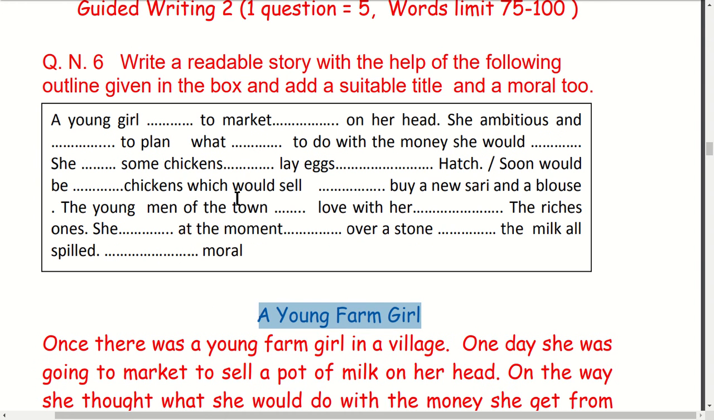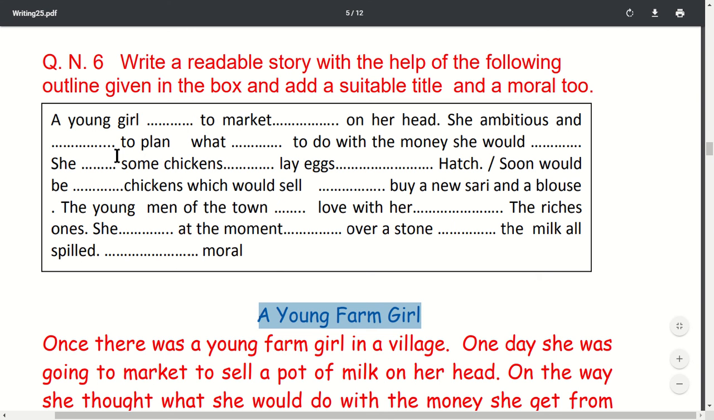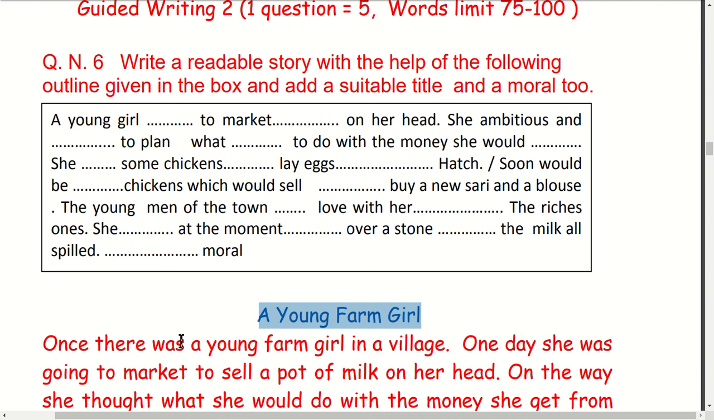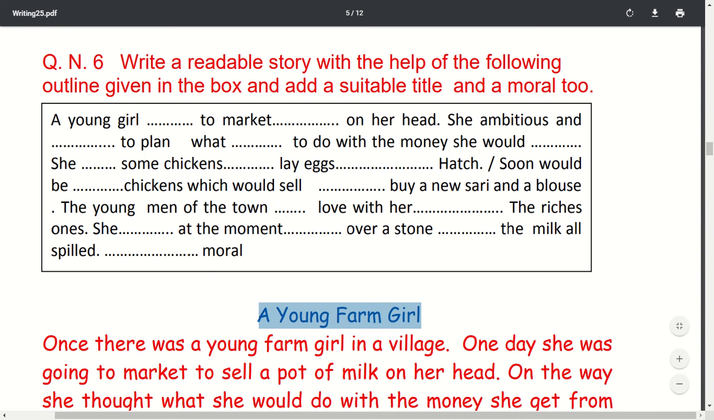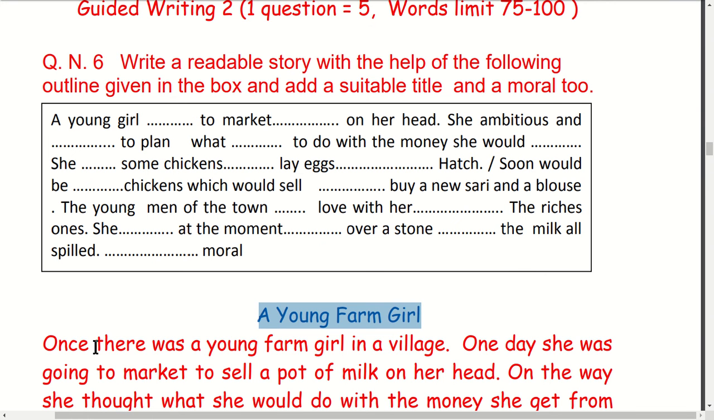One method of starting the story here: you can write once upon a time, or long ago, or once, or many years ago. Generally people write once upon a time. You can write any way. Long ago means to reduce the words. I started here with once. Once there was a young farm girl in a village.